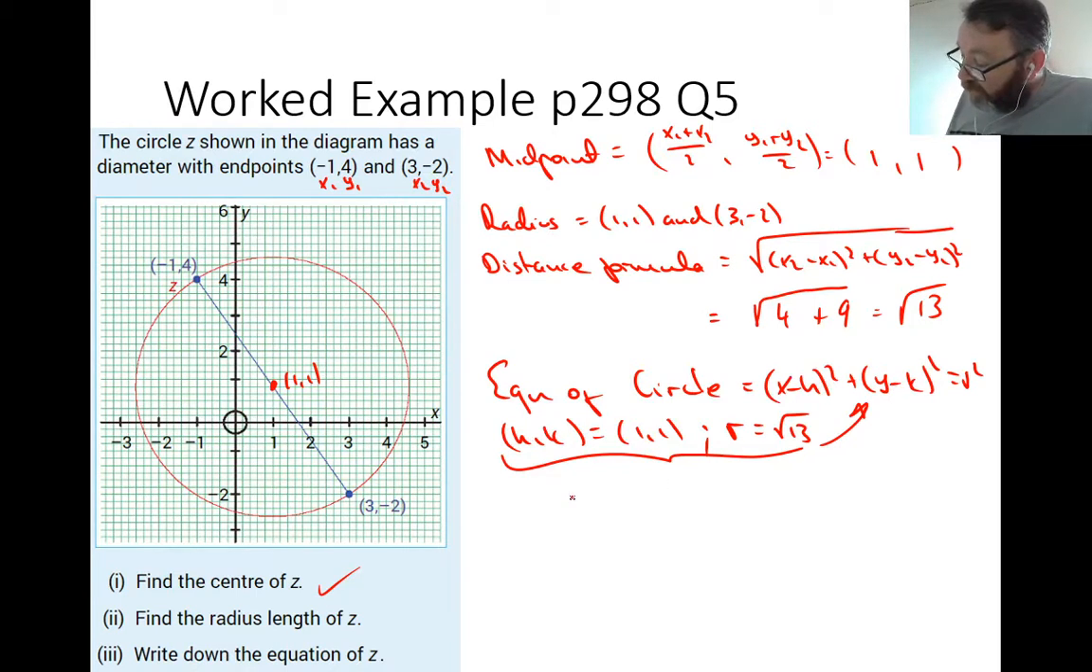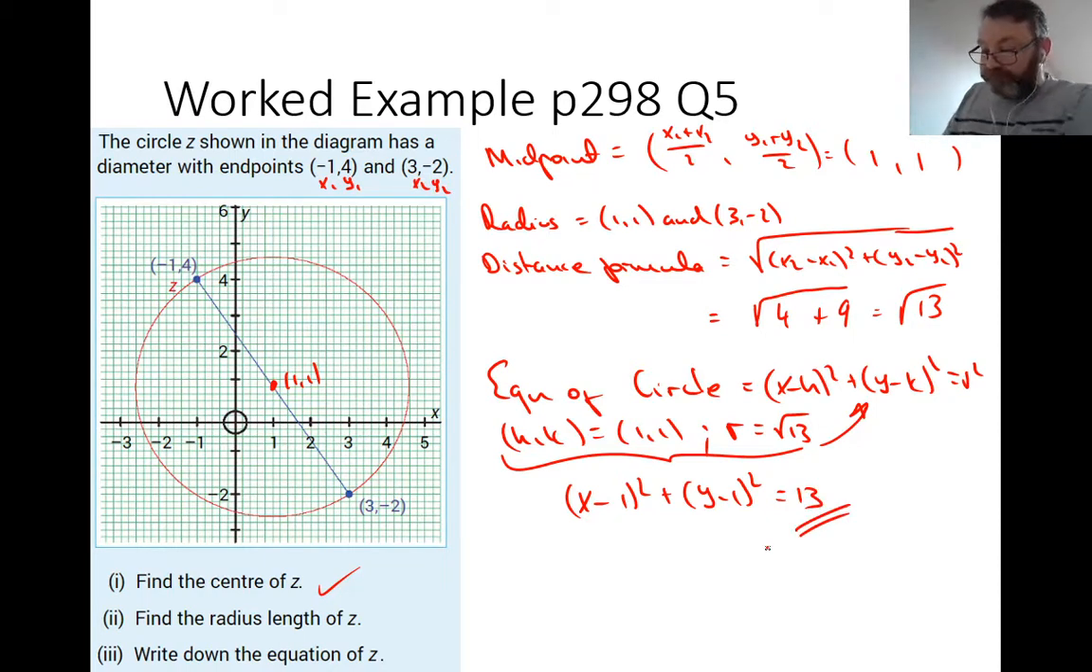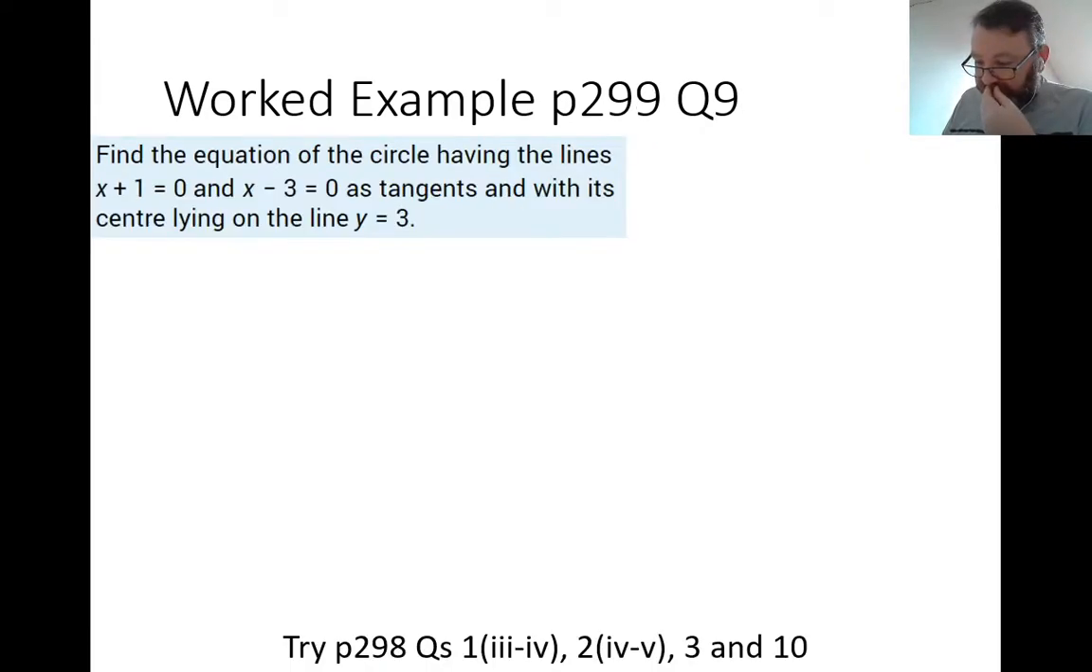So the equation becomes (x minus 1) squared plus (y minus 1) squared is equal to root 13 squared, which is 13. And that's the equation of the circle. That's it. Now again, relatively straightforward, relatively simple. The only difference between that question and the one I did before was the centre of the circle was not at 0, 0. So therefore we had to adjust the x and the y by h and k.